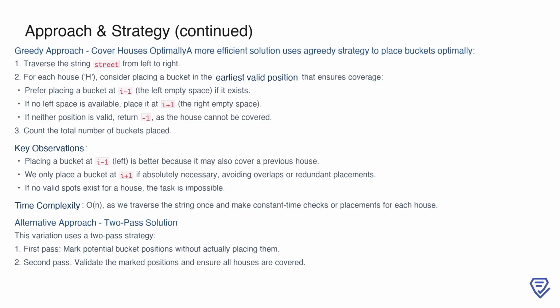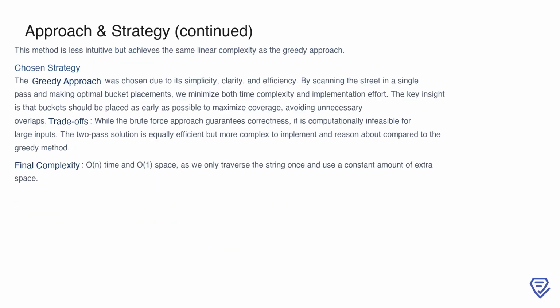An alternative to the greedy approach is a two-pass solution, where the first pass marks potential bucket positions without placing them, and the second pass validates these positions to ensure all houses are covered. While effective, this two-pass method is less intuitive and more complex to implement compared to the greedy strategy. Although the two-pass solution achieves the same linear time complexity as the greedy approach, it is less straightforward and requires additional reasoning to ensure correctness.